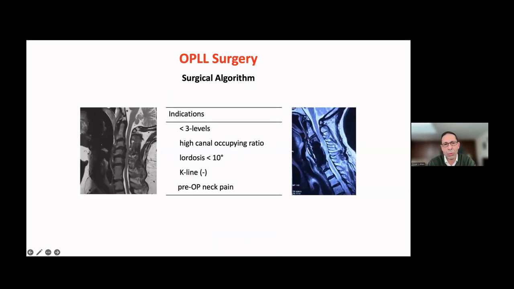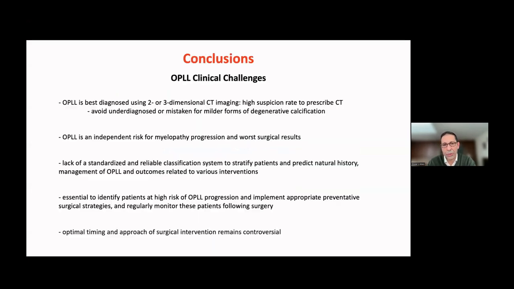So just to show one of my cases: two-level compression, high canal occupying ratio, not important. It's almost a straight spine, K-line negative, pre-op neck pain, and I did an anterior surgery.